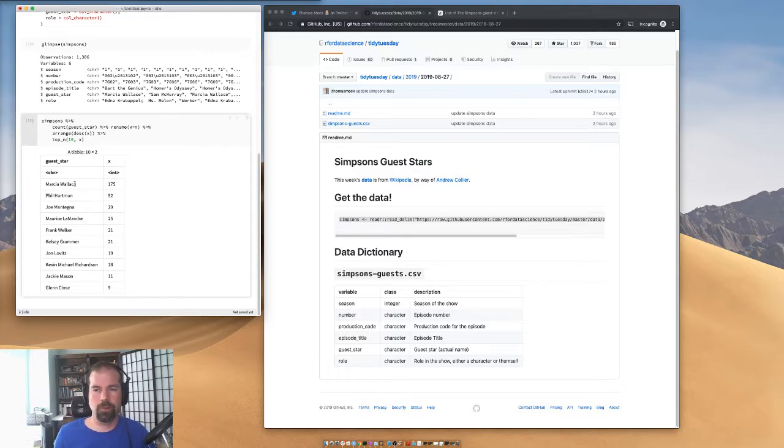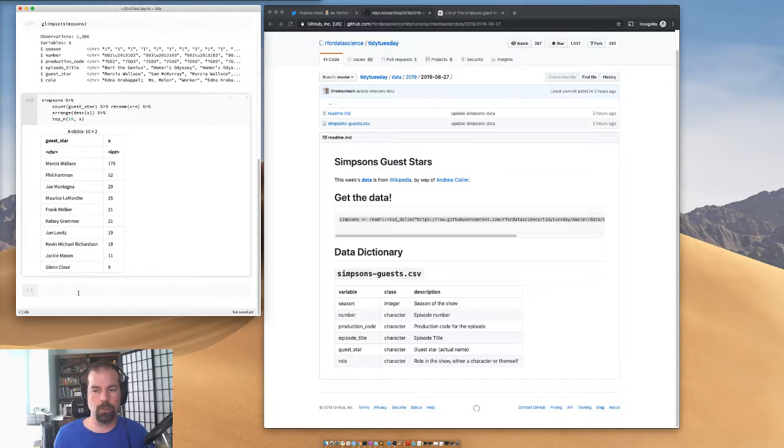And so Marcia Wallace seems to do this a lot. Let's give a look at what she's doing. I'm kind of curious, is she doing a lot of different characters or just one? So let's filter, and this is one of our verbs that we can use. Filter guest star equals Marcia Wallace. And then we'll count again. And this time we'll count role.